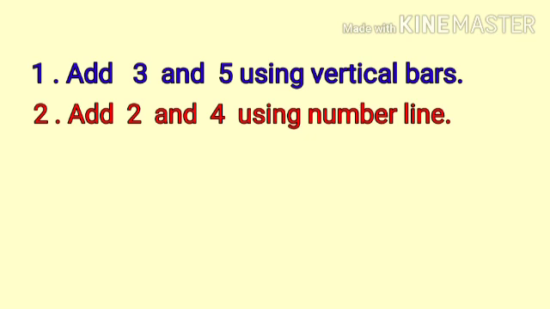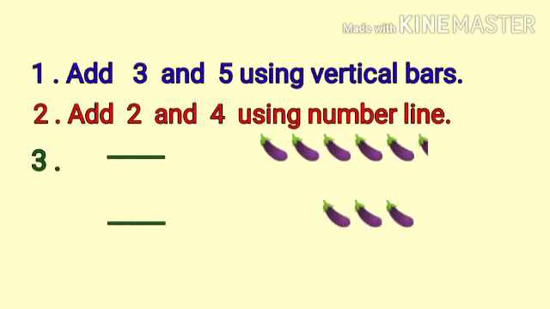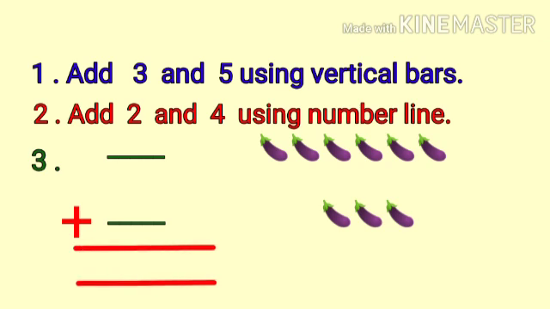Let us see the third question. In the third question, you have some brinjals in 2 lines. Now you have to count these brinjals and write their corresponding numbers in the given blanks. Next, you have to add these numbers by counting all brinjals together.